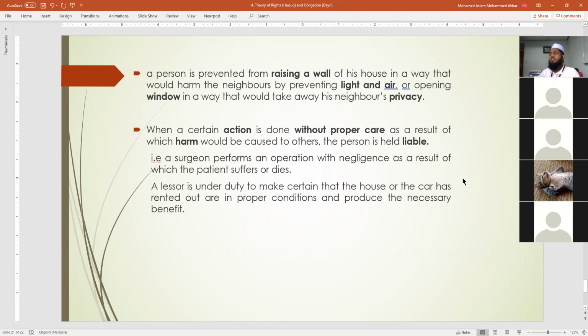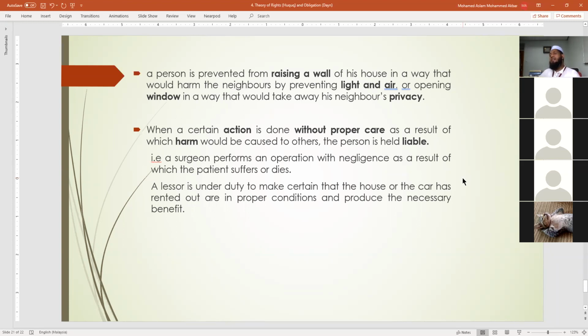When a certain action is done without proper care, as a result of which harm would be caused to others, this person is held liable. For example, a surgeon performs an operation with negligence, as a result of which the patient suffers or dies, right? So he becomes liable, the surgeon. If it happened unintentionally, it is okay, but if he did it with negligence, then he will become liable.